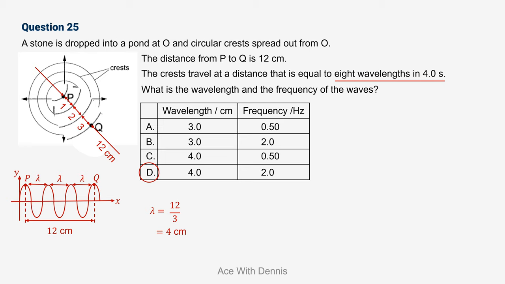Next, to calculate the frequency, the question tells us that the crests travel a distance equal to 8 wavelengths in 4 seconds. So I want to calculate the time for one wavelength, which is the period T. T is 4.0 seconds divided by 8 wavelengths, which gives 0.5 seconds for the period. Therefore, we can calculate the frequency f equals 1 over T, which is 1 over 0.5, and we get 2.0 Hz.